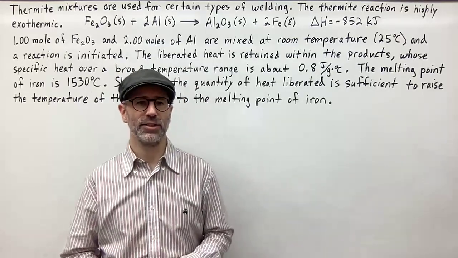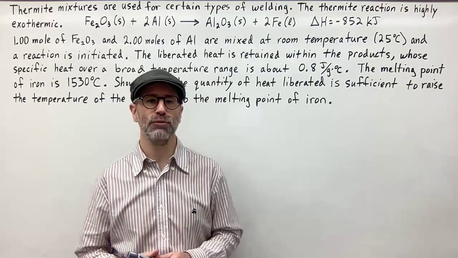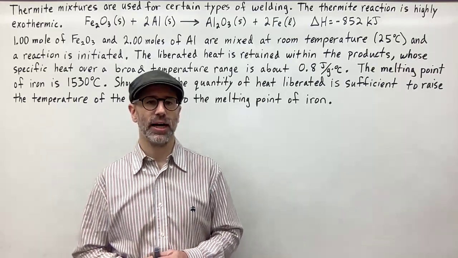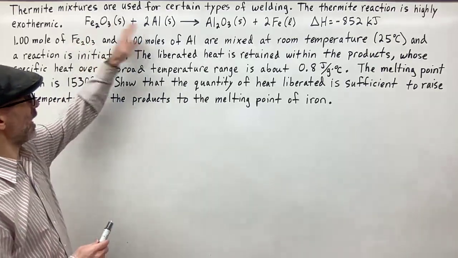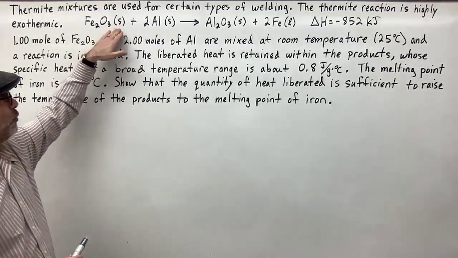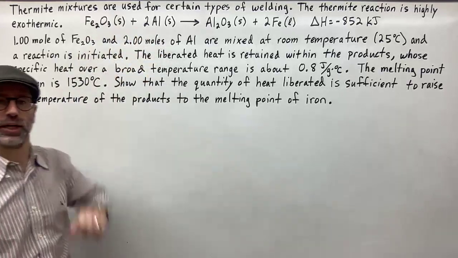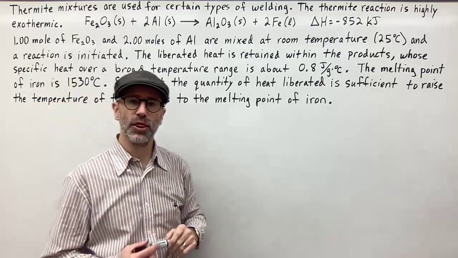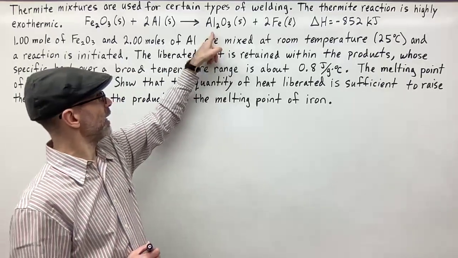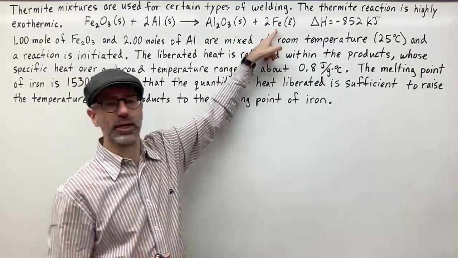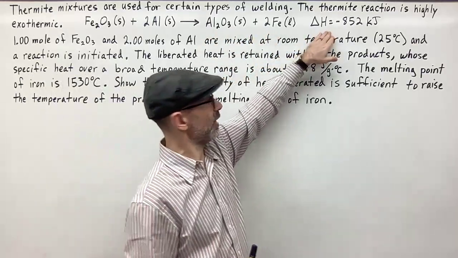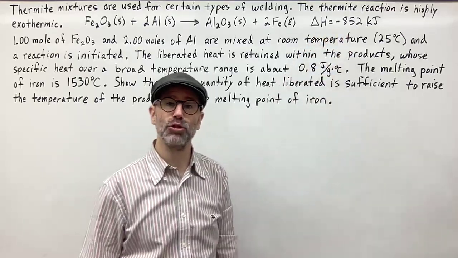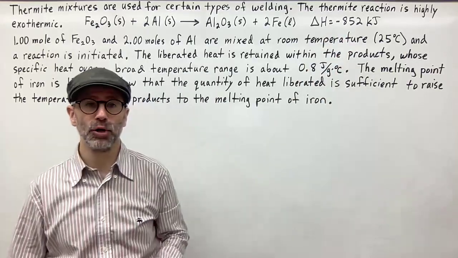Thermite mixtures are used for certain types of welding. The thermite reaction is highly exothermic. Here's the reaction: Fe2O3 solid reacts with aluminum solid to form aluminum oxide, Al2O3, and liquid iron. This is highly exothermic. The delta H, the change in enthalpy, is negative 852 kilojoules per mole.